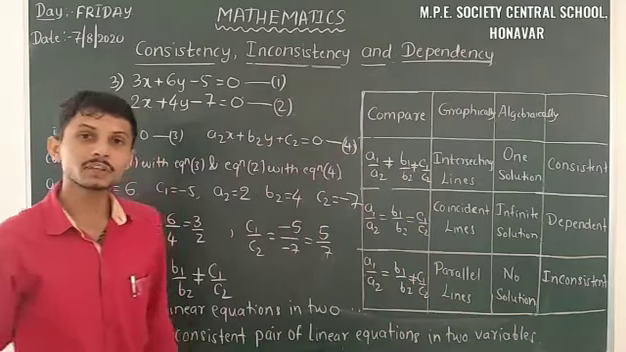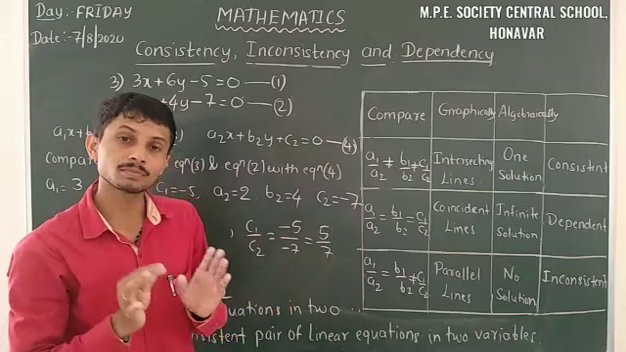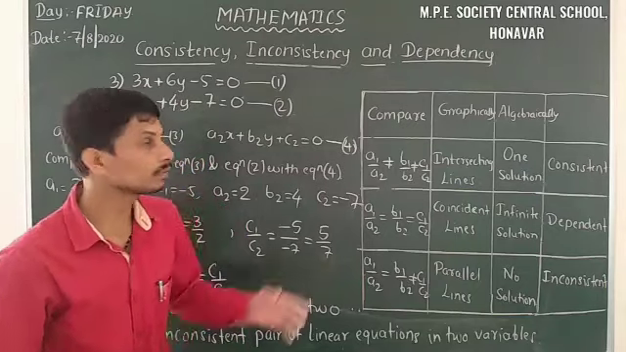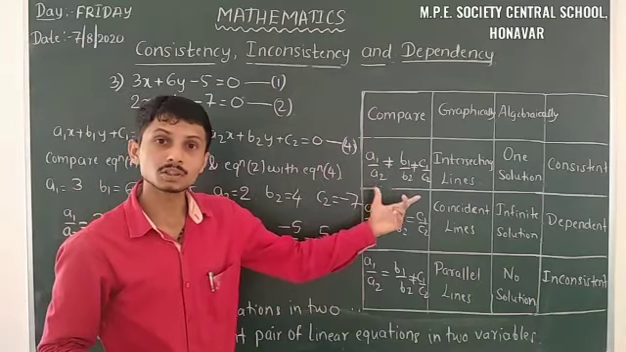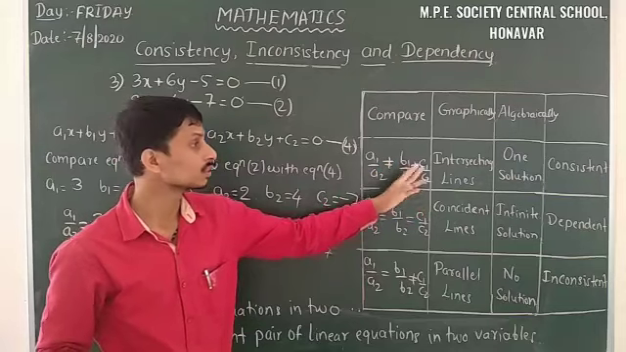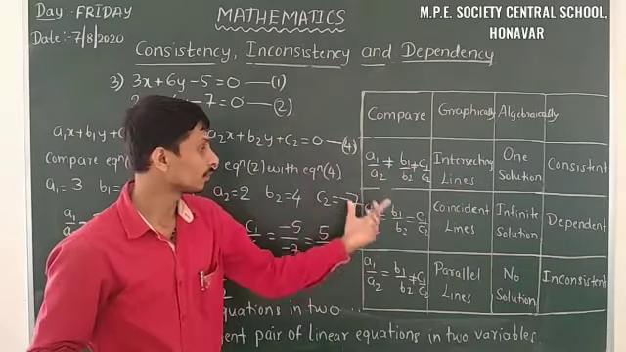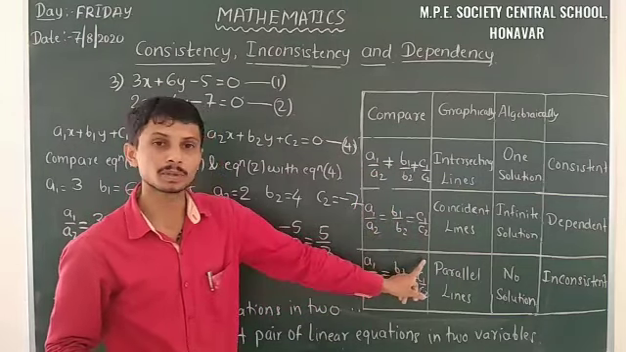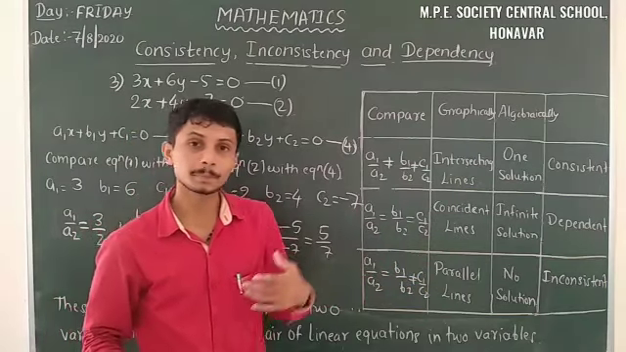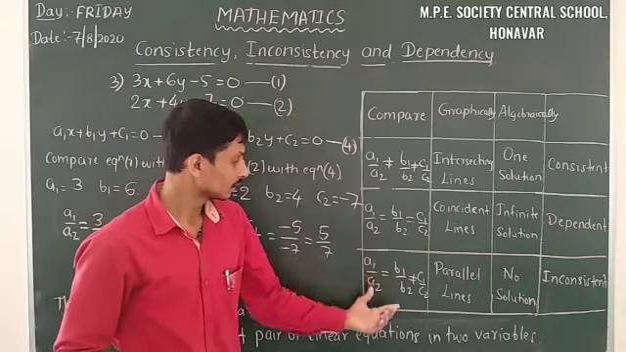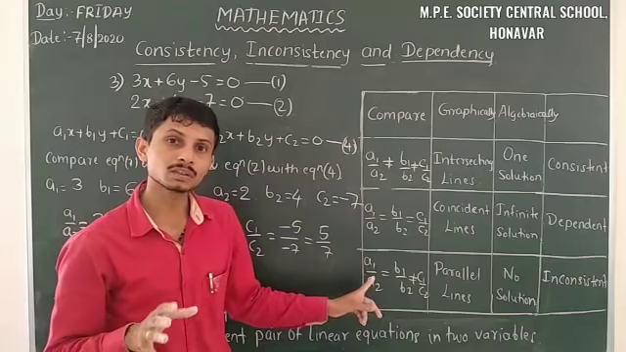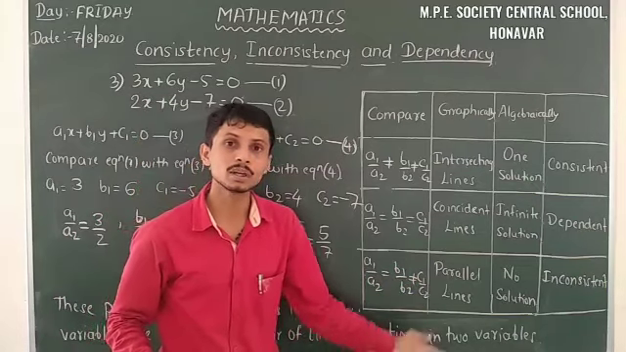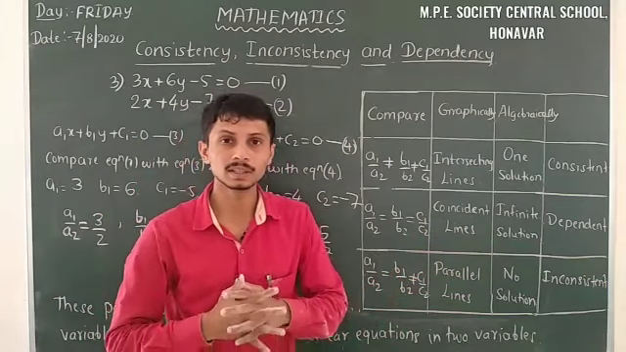So that means we understood the three major conditions of this concept, that is consistency, inconsistency and dependency. When the ratios of coefficients hold this condition, it is a consistent pair of linear equations. When the pair of linear equations holds a1 by a2 is equal to b1 by b2 is equal to c1 by c2, it is a dependent pair of linear equations. And here when the pair of linear equations in two variables holds this condition, a1 by a2 is equal to b1 by b2 is not equal to c1 by c2, it must be an inconsistent pair of linear equations.